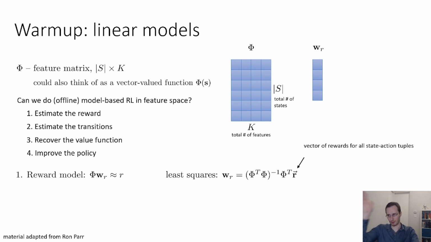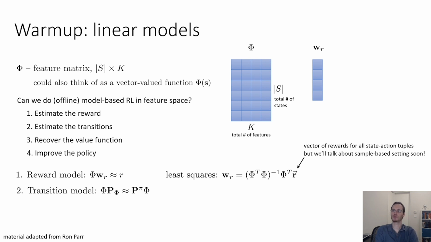We're assuming for now that we have all the rewards, all the states, etc. But we'll look at the sample-based setting soon. So for now, we just assume that we have the reward at every single state. Samples will come later.